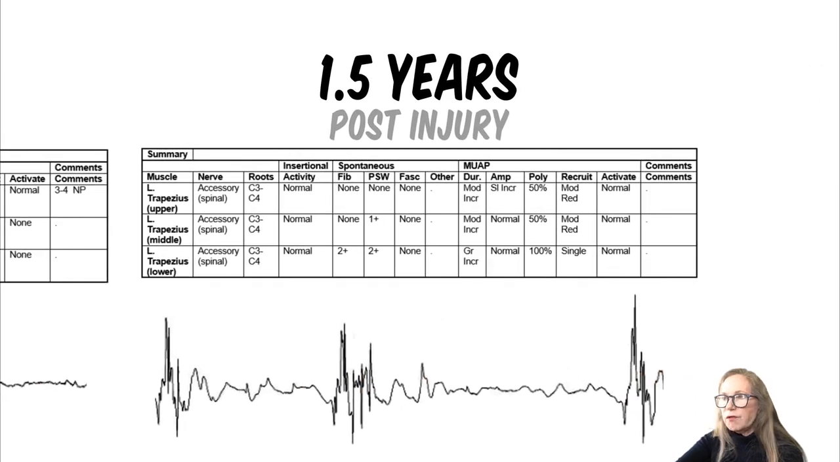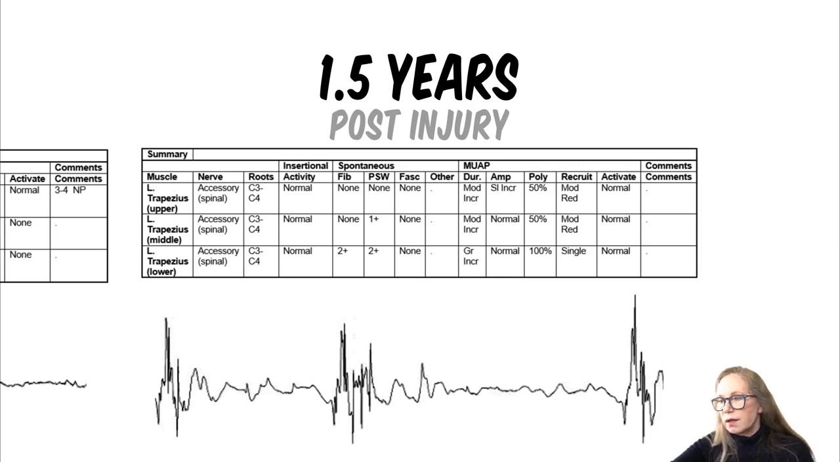And now here, 1.5 years out, you can see that the insertional activity is now back to normal. It's not receptive particularly anymore. It's lost the fibrillations in the middle trap. There's still some in the lower trap, but that's 2+, which does not necessarily mean a lot. It's just more than 1. And you've got 1 unit in the lower trap now, but moderately reduced. So this is an axonotmetic 3, and it's a moderately reduced recruitment, normally activating.